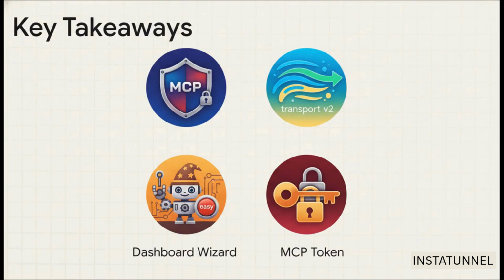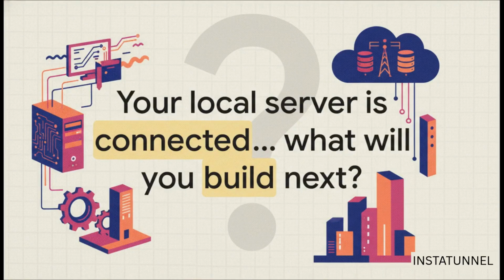All right, let's do a quick recap of the most important stuff. Number 1, MCP mode is your purpose-built solution for connecting local stuff to remote IDEs and AIs. Number 2, for modern tools, you almost always want to use Transport v2. Number 3, the dashboard wizard is your best friend. It's the fastest, easiest, most error-proof way to get going. And finally, and most importantly, always protect your public endpoint with a security token. And that's really all there is to it. You've now built a secure bridge from your local machine to the cloud. So the only question left is, with this new power to connect all your tools, what amazing thing are you going to build next?